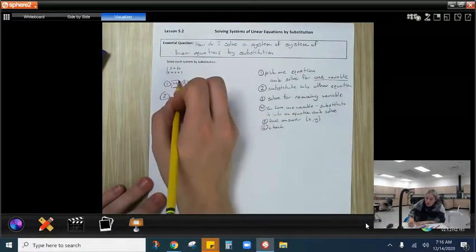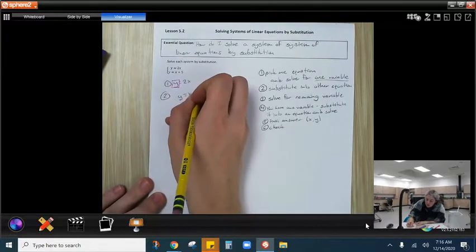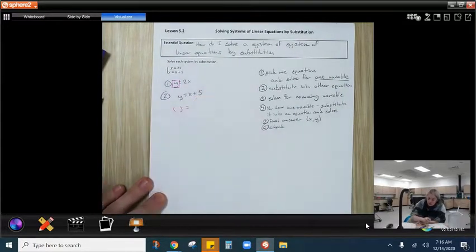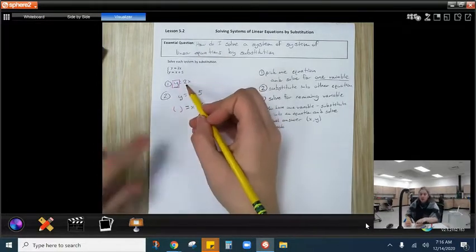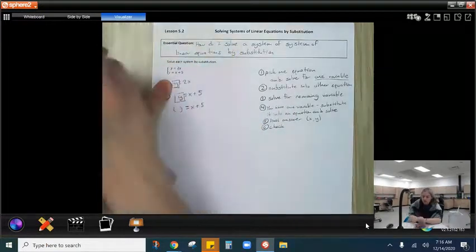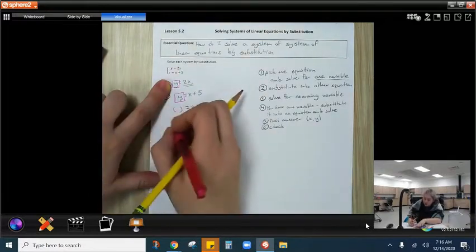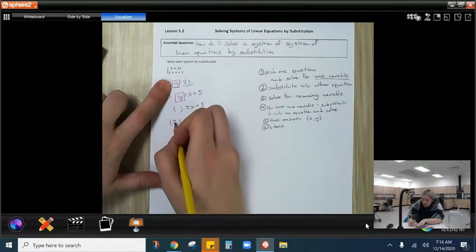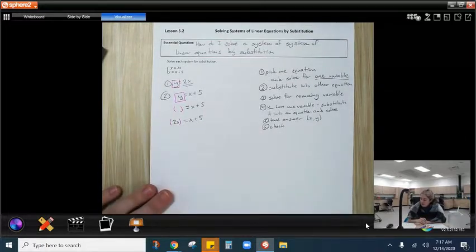Second thing, it says to substitute into the other equation. So I'm going to take this and substitute into my other equation. My other equation was y equals x plus 5. In order to substitute it, I'm going to take my y out and put in what y was from the first equation. Well, from the first equation, it was 2x. So this 2x is going to go in right here. So I'm going to get 2x equals x plus 5.